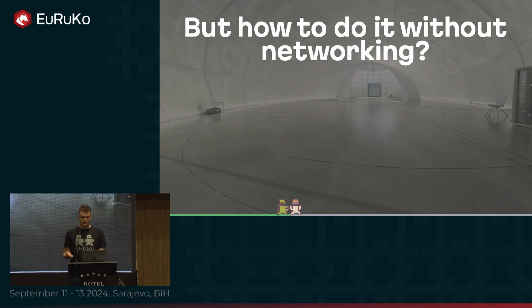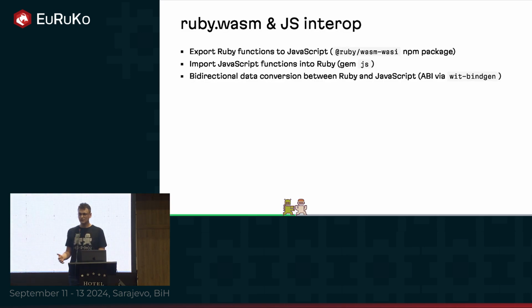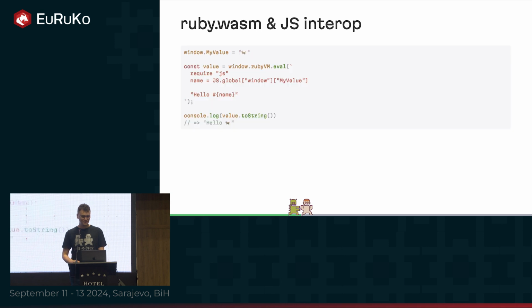Here we can use a special feature of Ruby.wasm, JavaScript interop. That's one of the most exciting things with Ruby.wasm, and it's easier to show than explain. With JavaScript interop, we can execute Ruby code from JavaScript and pass values back, so both Ruby and JavaScript are interlinked.